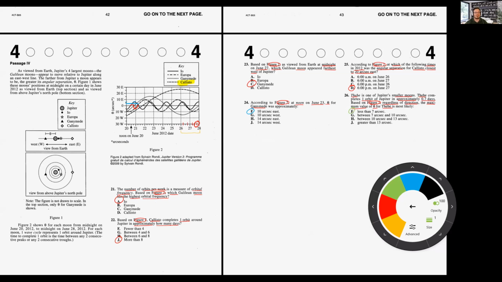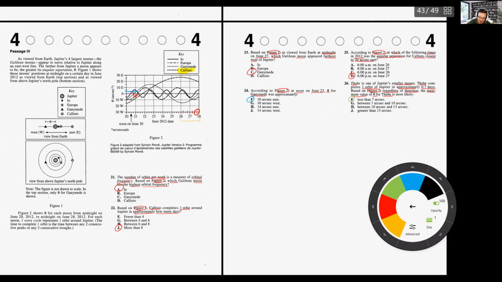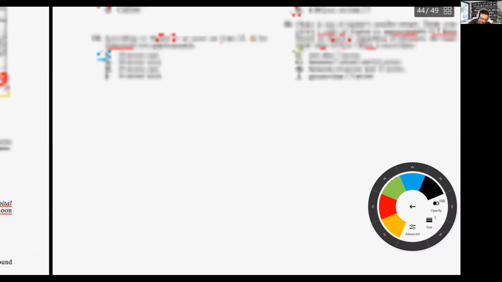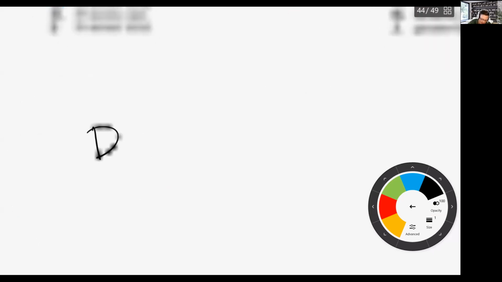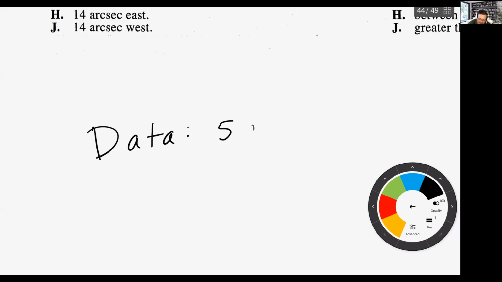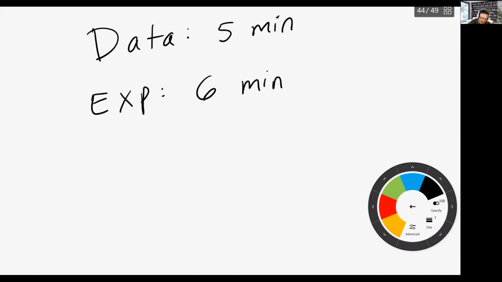The reason I point this out is because each should have its own individual timing. You should probably write this down. If you have a data passage, the ideal time to finish that, this will eventually stop being blurry, is 5 minutes. If you have an experimental passage, the ideal time is 6 minutes. And for the fighting scientist or conflicting viewpoints passage, that is 7 minutes.